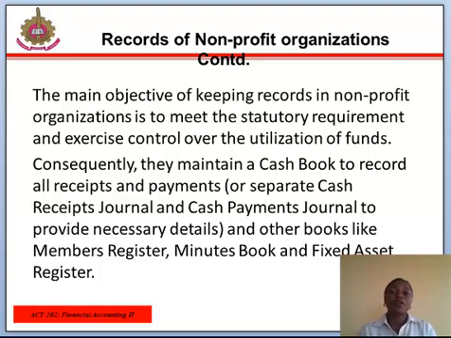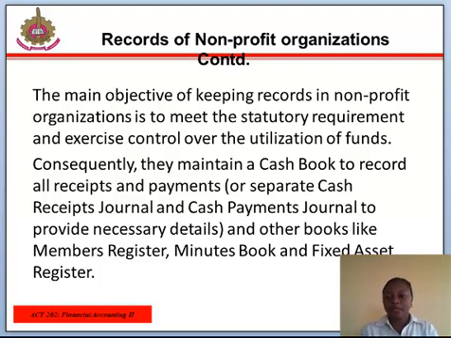I want to believe you are fully conversant with the cash book, as you have been taught in SS2 in the last semester. Hence, the other books, that is the members register, minutes book, and the fixed assets register, will be fully discussed as far as this study session is concerned. Now, let's take these books of accounts one after the other.